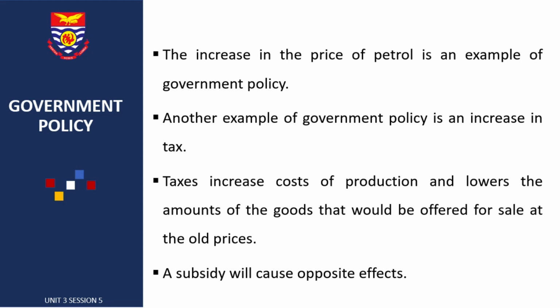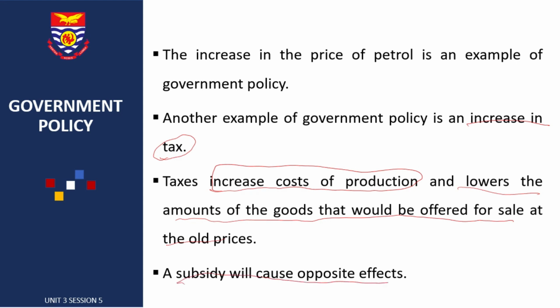So we mean that the increase in the price of petrol is an example of government policy. Another example of government policy is an increase in tax. Remember the government brought something they call the e-levy, and people began to take all their money from mobile money. Government can impose tax, and taxes would increase the cost of production, and lower the amount of goods that will be offered or supplied at the old prices. But a subsidy would cause the opposite. Assuming the government is giving a subsidy, it will cause the opposite of what the tax will do.